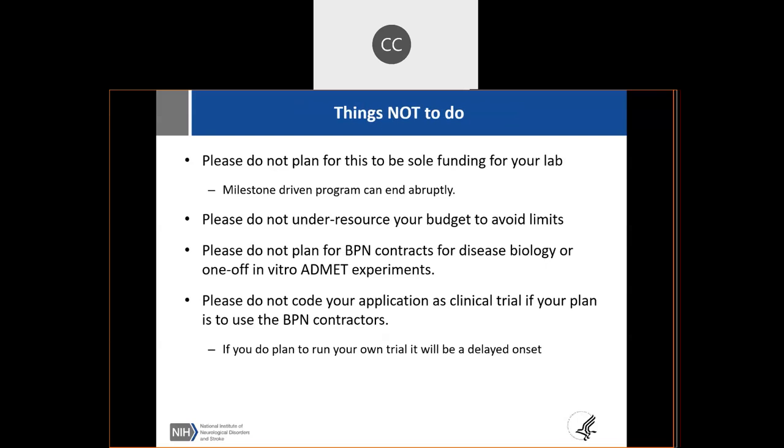Do not code this application as a clinical trial if you plan to use the BPN contractors. I can't stress this enough. You don't have human subjects, you don't have clinical trials, if the only thing is the phase 1 being done in our contract. If you do plan to do it, consider whether it's a delayed onset clinical trial, if it meets those rules or not, because you may or may not know what you're doing well enough to have a protocol written at an early stage of the program.